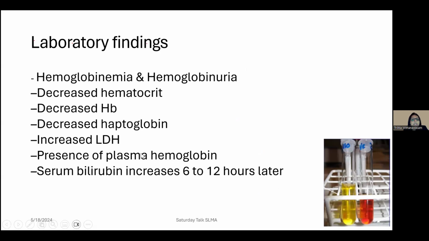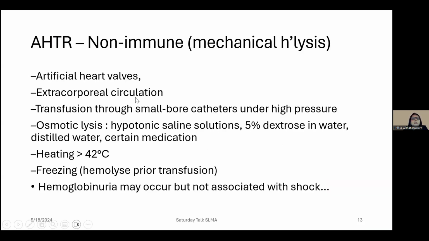LDH would be increased, and we can show the presence of plasma hemoglobin, and bilirubin increment would be a little later. After 6 to 12 hours, you can see hemoglobin increment also. So if I just mention, acute hemolytic transfusion reaction can be immune, it can be non-immune also. The mechanical causes include artificial heart valves, though this is not common now. If there's a heart valve, the turbulence of the flow can cause damage to the red cells.